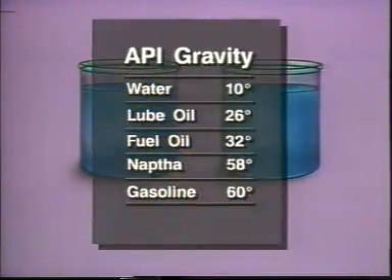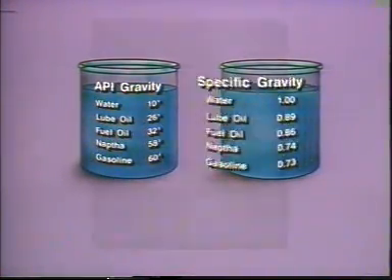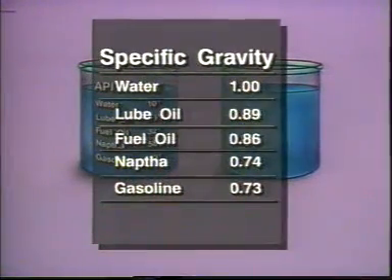On this scale, the lighter the product, the higher its API gravity. So relatively light products like gasoline and naphtha have a higher API gravity reading than heavy products like lube oil and fuel oil. Another way to gauge the relative weight of a product is by specific gravity. On this scale, water is given a value of 1, and products lighter than water have a reading below 1. When measured on a specific gravity scale, you can see that the lightest products, gasoline and naphtha, have the lowest readings.